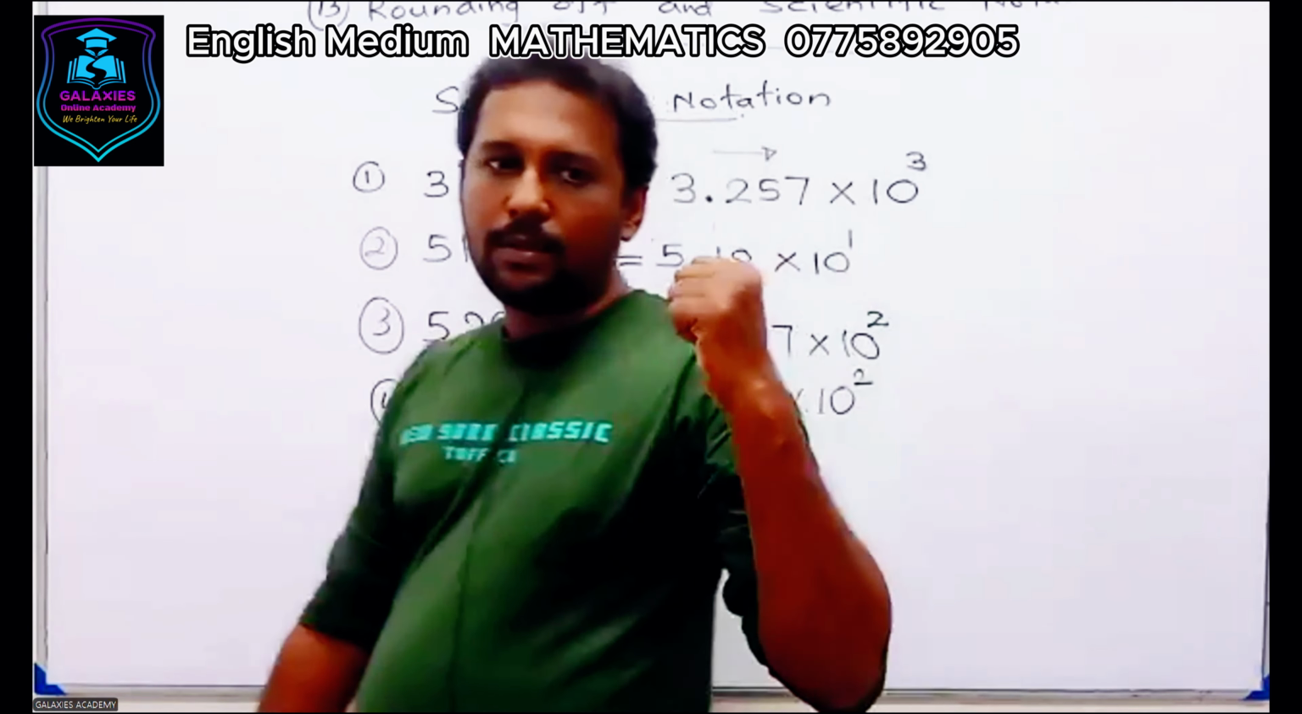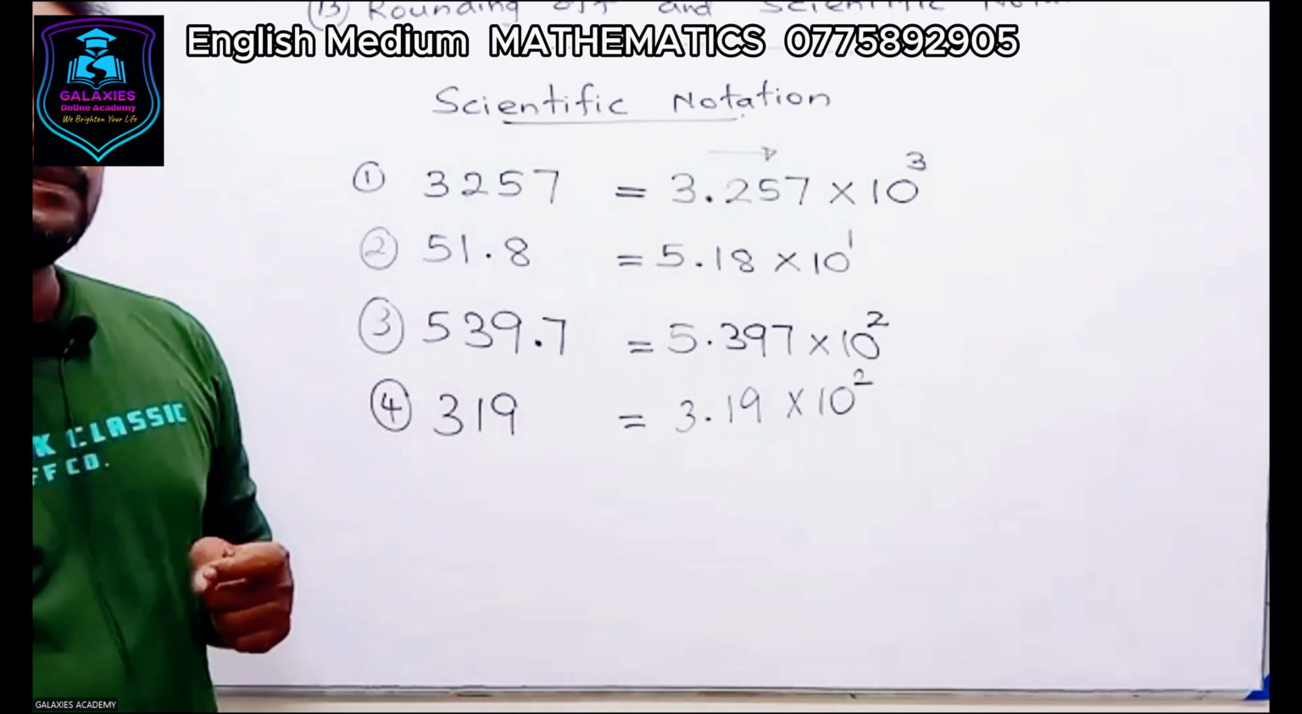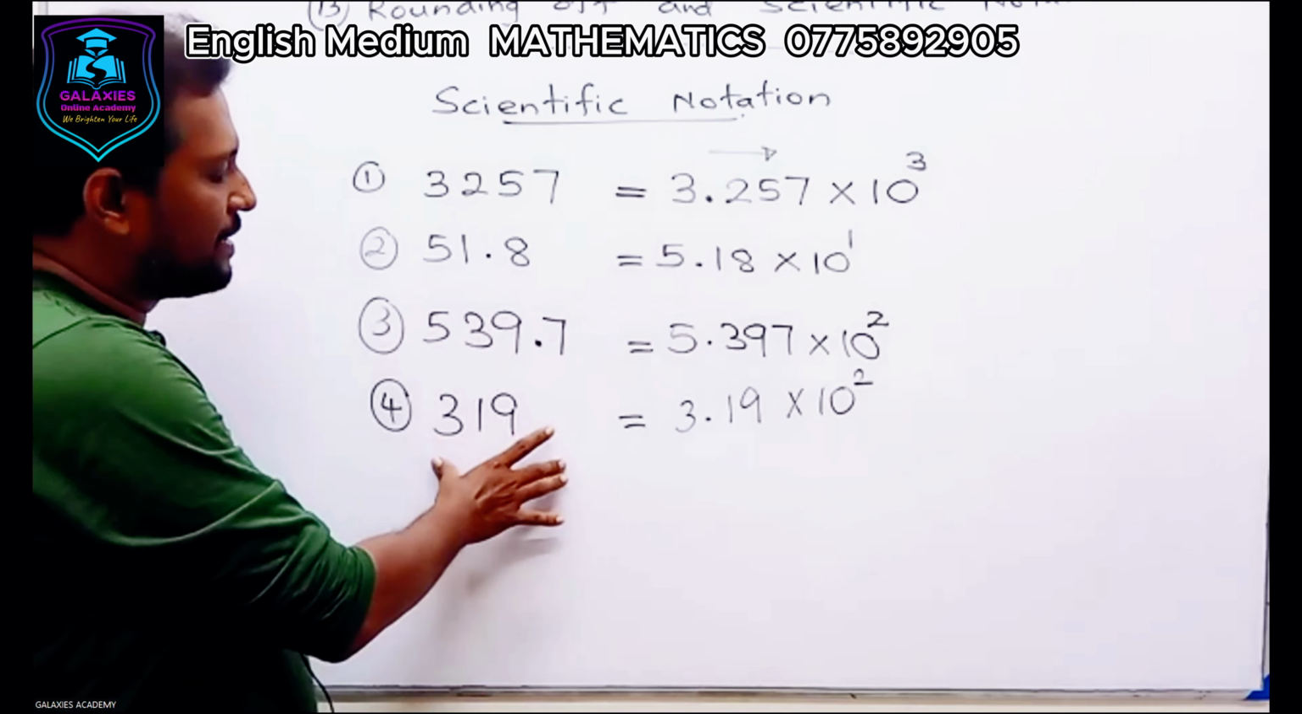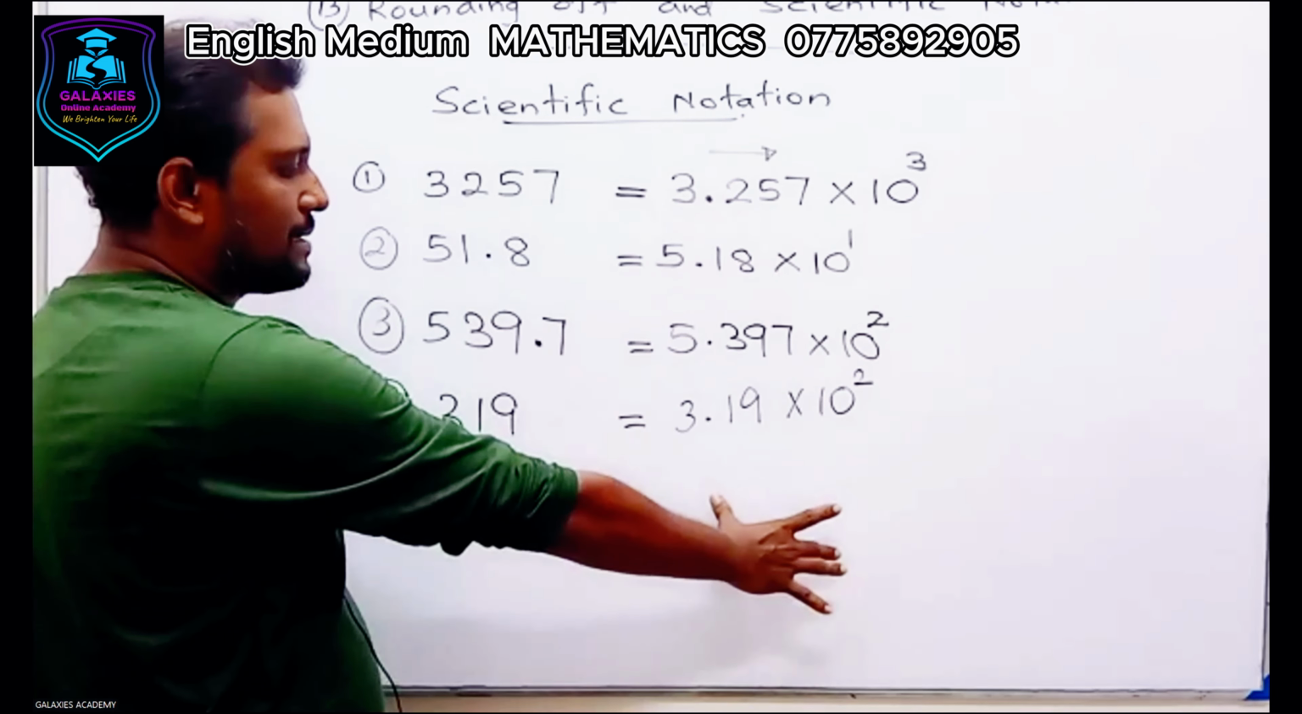Right. Quickly write down these 4 examples. This form is known as the general form. This form is known as the scientific notation.